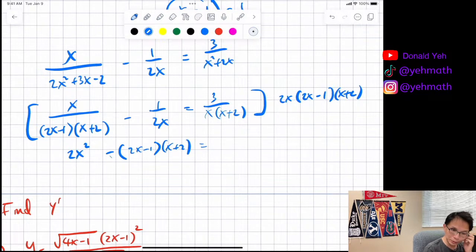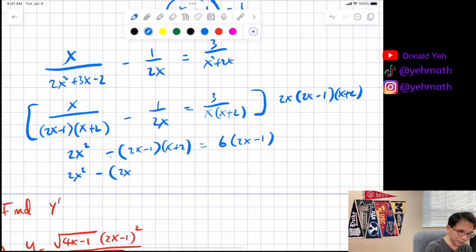And then equal to x. So that's going to be left with 6 times 2x minus 1, is that right? Because x plus 2 cancels, x cancels, 6 is left. So then 2x squared minus this one, you're going to have to put a parenthesis, otherwise you're going to make mistakes. 2x squared. Wait, is that just plus 3x minus 2? Yeah. Yeah, it's like over there.